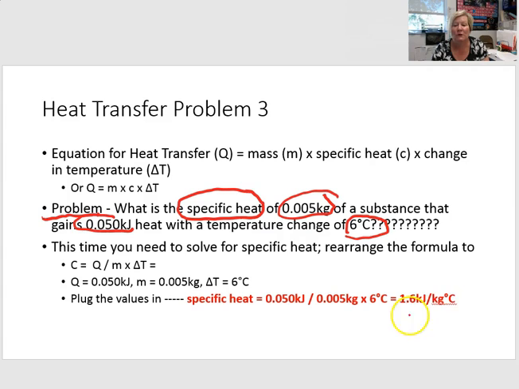Plugging all those into your calculator, you will get 1.6 kilojoules per kilogram degrees Celsius. Once again, this is technically the units for specific heat. Oftentimes it's just reported as kilojoules, but keep that in mind. Technically it's kilojoules per kilogram degrees Celsius. That should be enough for heat transfer problems. Let's move on to something else.